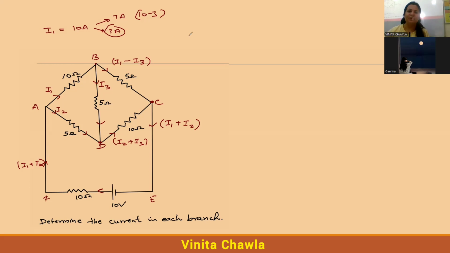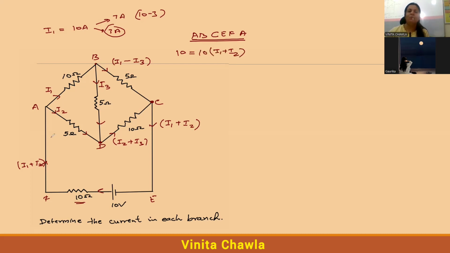Okay, so let's consider different loops now. First we have A, B, C, E, F, A. Consider this loop first. For this loop, start from here. It's 10 is equal to, because we are considering the outer loop, A, B, C, E, F and A. So 10, the EMF, is equal to. Now tell me how we will do it. What should I write? Through this resistor, current is I1 plus I2. Through this 10 ohm resistor, current I1 plus I2 is flowing.